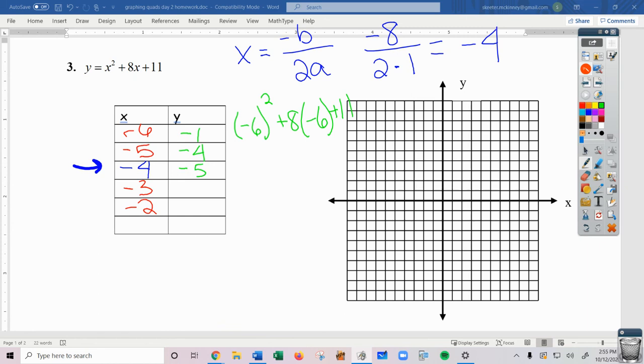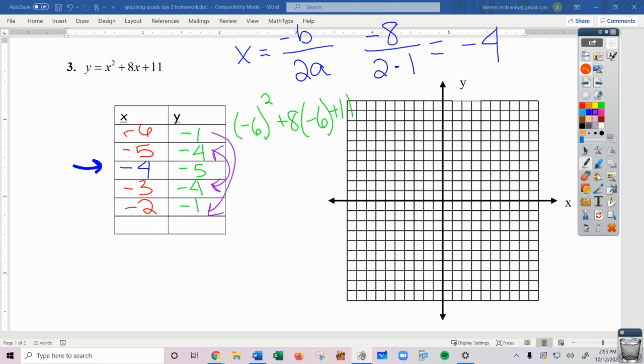When we plug in -3, what value do we get out? We should have got -4. And when we plug in -2, what do we get out? Here we get out -1. And these are correct, right? Because we have that nice symmetric look.